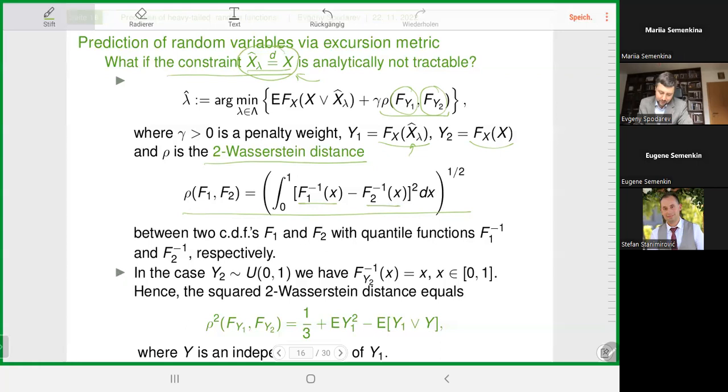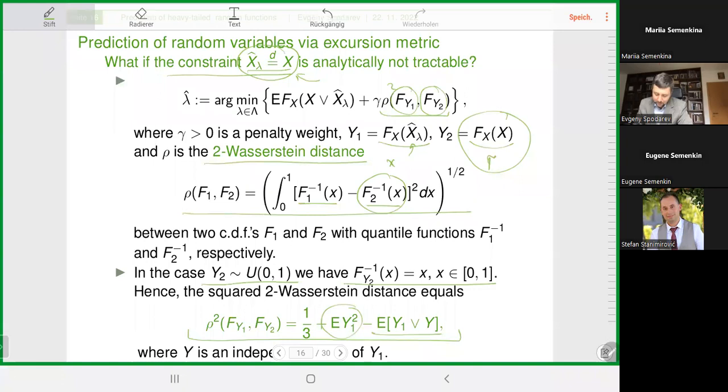And of course, if Y2 is F_X of X, and this is uniformly distributed on [0,1], so this particular random variable, then the quantile is linear. And then we have a very nice, so this will be just x, and we can integrate it, and we'll have a very nice representation of the squared Wasserstein distance. So actually I can put our square here as well. This will be 1/3 plus the second moment of an independent copy of Y minus the expectation of the maximum of Y and its independent copy. And there are also possibilities to avoid independent copies, but I will not go into details here.